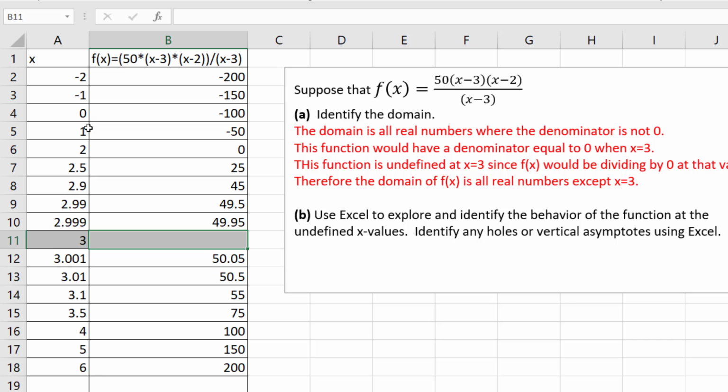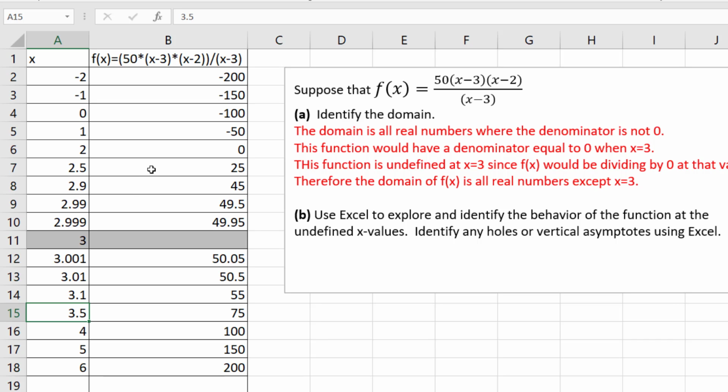so that when we create the graph, it won't throw any weird errors in your graph. So I've created input values spanning from x is negative 2 up to x is 6. But you'll notice that I've input x values near x equals 3 that are sneaking up on x equals 3 from both sides. I've plugged in 2.5, 2.9, 2.99, 2.999, because those are approaching x equals 3 from the left. I did the same on the right side. We have 3.5, 3.1, 3.01, 3.001. Those are x values approaching 3 from the right side.